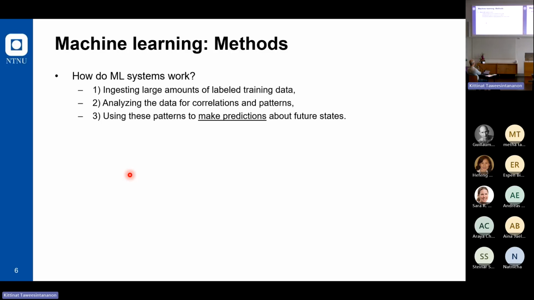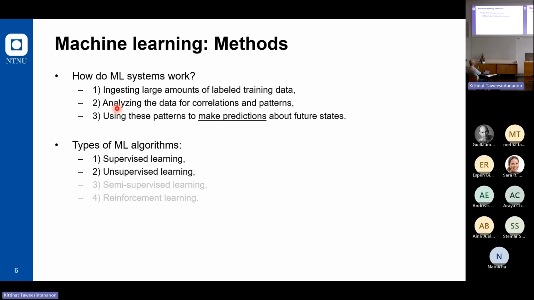So how does a machine learning system work? First, it ingests large amounts of labeled training data. So we need to train on the data, telling it how the data should be performed and analyzed. Secondly, it analyzes the data for correlation patterns, and then finally uses these patterns to make predictions about future states. The key one is to make predictions. So machine learning is to make predictions without being explicitly programmed.